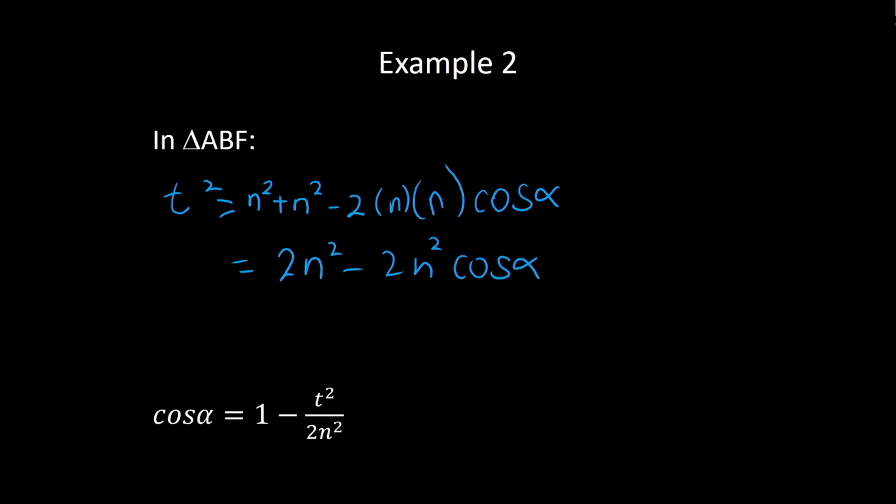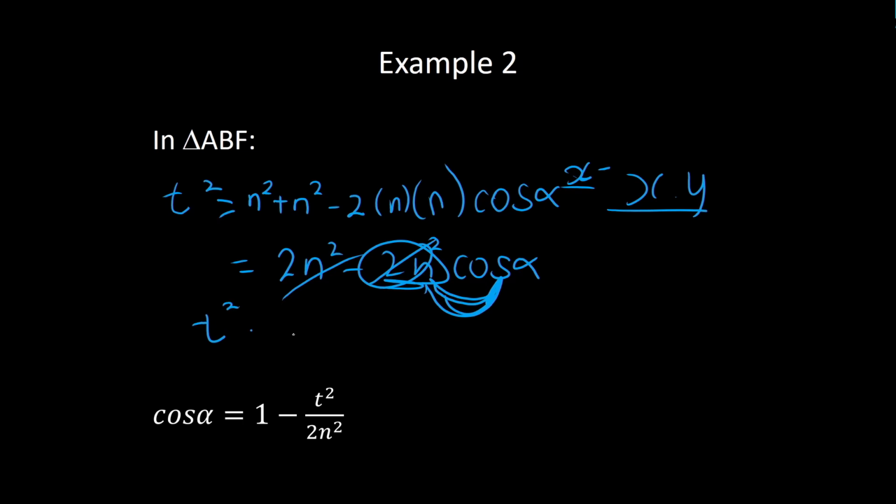Please do not be tempted to say 2n squared minus 2n squared cancels. You cannot do that. Remember that you are not cancelling like terms here. This 2n squared is attached to the cos alpha. So it's almost like saying x times y, and then you've got an x by itself. These two terms are not the same. So you cannot cancel the 2n squared and the negative 2n squared. All right? So we're simply going to have t squared is equal to 2n squared minus, I'm just going to rewrite it, 2n squared cos alpha.